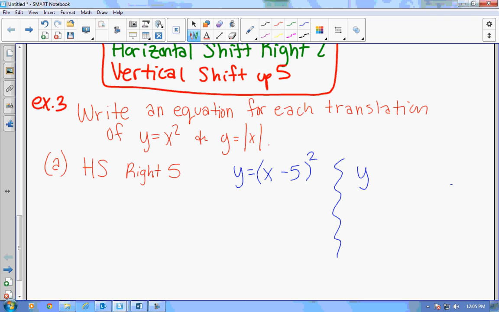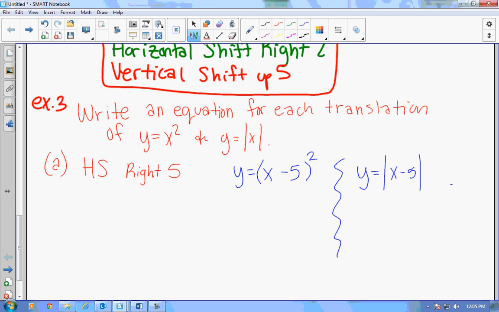Is it any different? The only difference is those curvy parentheses are straight. And there's no squared, correct. There's also that difference. Okay?